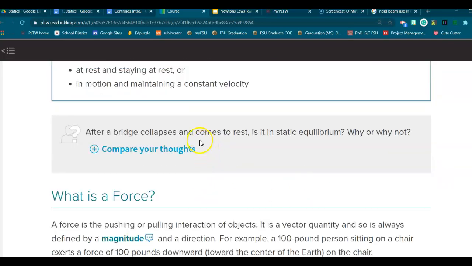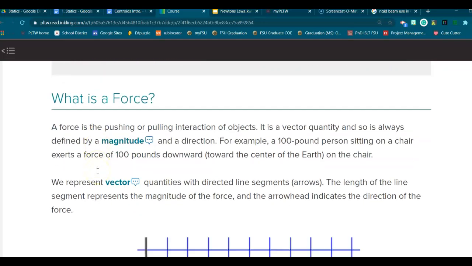So here's a question for you. After a bridge collapses and comes to rest, is it in static equilibrium? Why or why not? We're going to come back and revisit this at a later date. And remember, can you use that bridge if it collapses? We'll come back to that later.